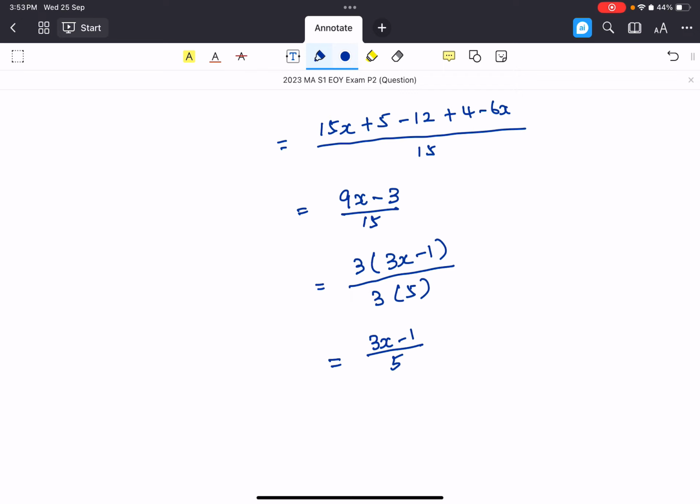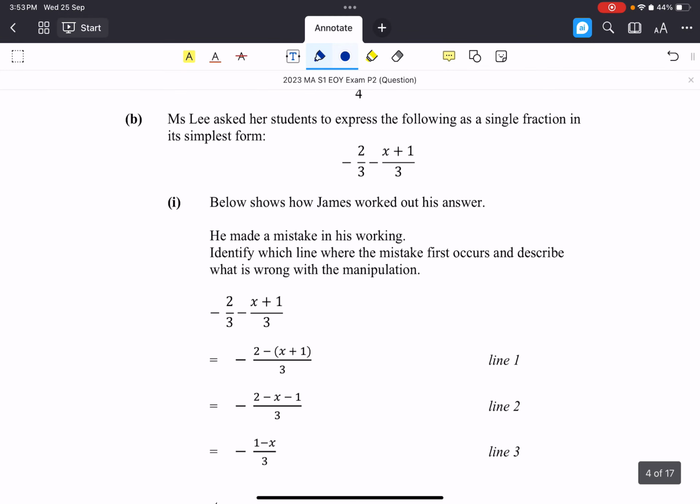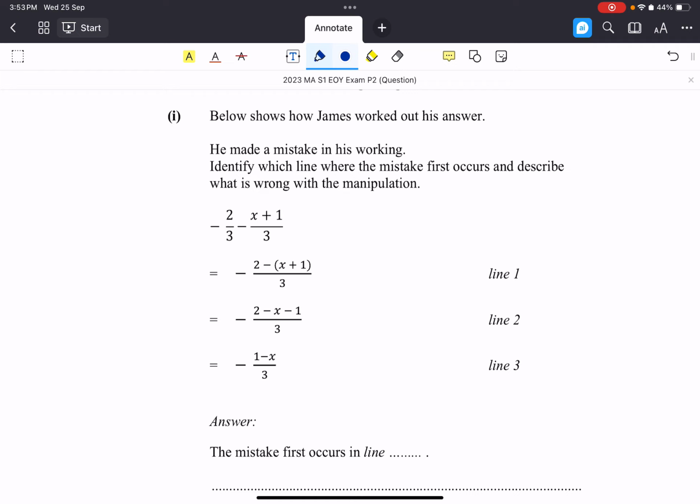Right, moving on. Next one. Misty asks her students to express the following as a single fraction in its simplest form. A student called James worked out the answer in this way, and he made a mistake. What we are trying to do is figure out where the mistake is. Let me mark it out in red so that you can see on your screen. The issue is here. This negative actually belongs to the 2, so it should be in the numerator instead of being shared by the entire fraction. So that's where the error is.